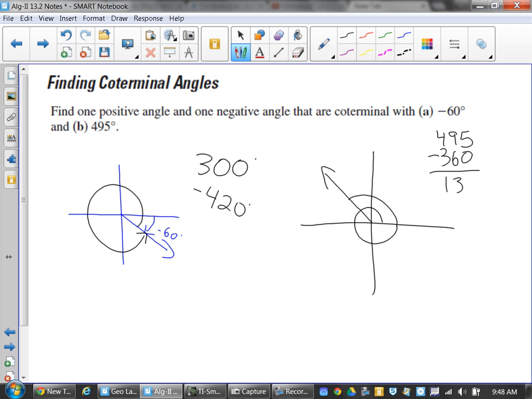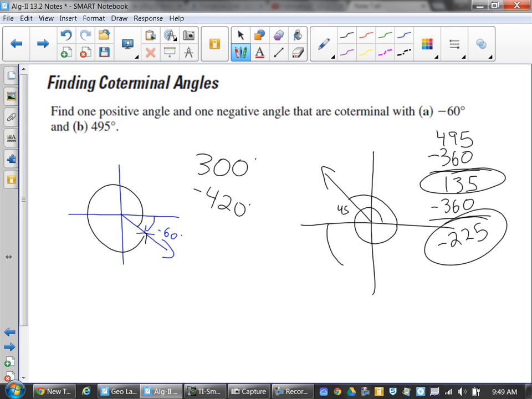It's at 135. There's my positive. Bring it down another 360, and then you have a negative 225. Yeah. And you know why that is? What's the reference angle off of 135? It's 45 degrees, right? If I go this way, it's negative 180. Add a 45, you're at negative 225. So those are your two coterminal angles.